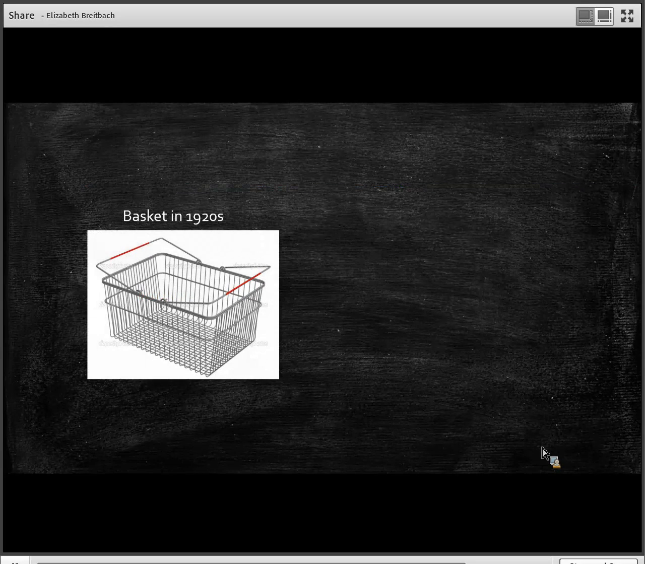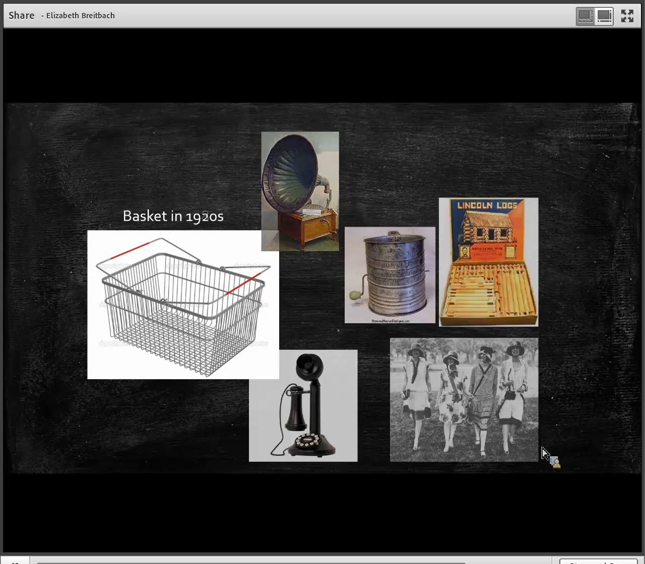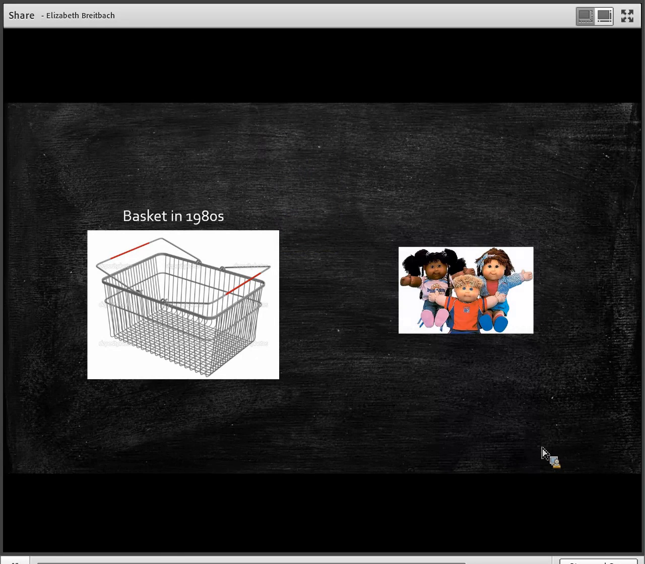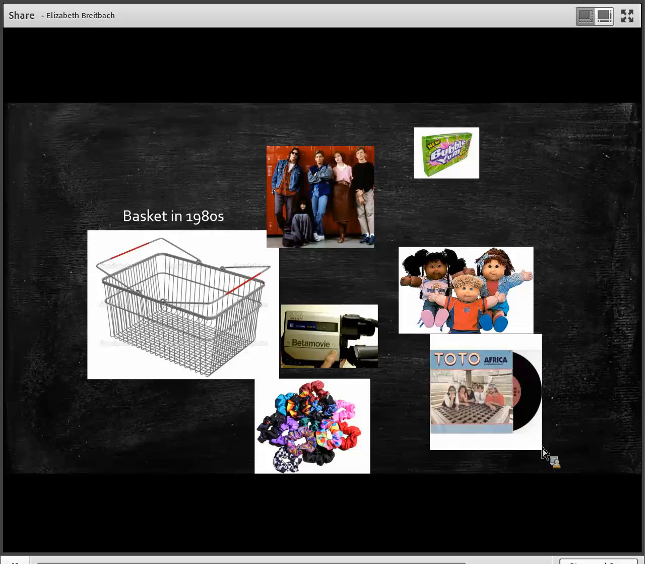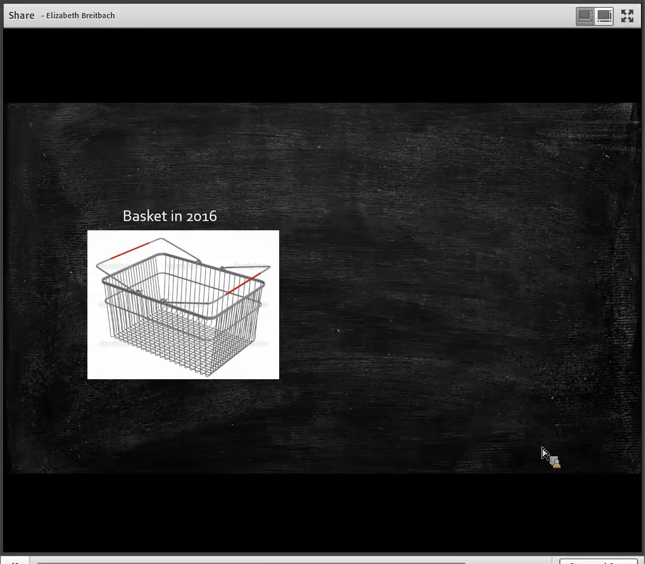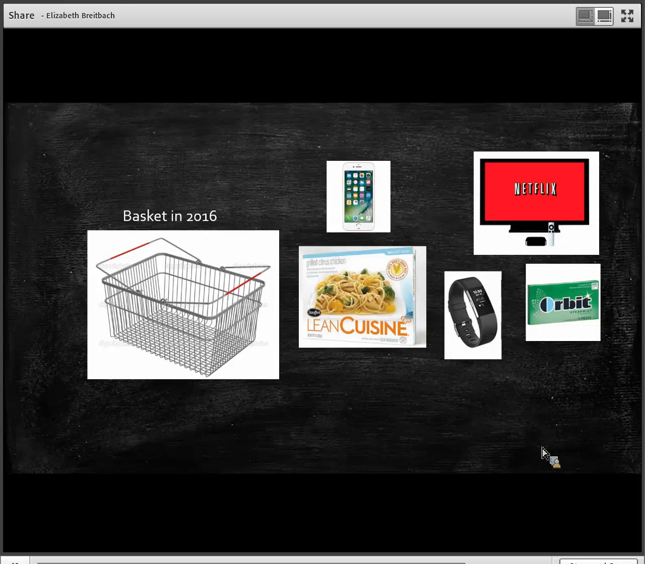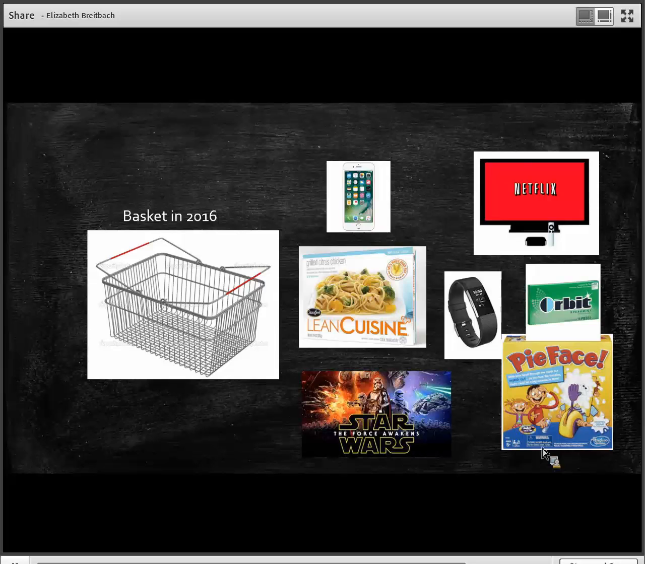All right, so let's kind of think about our baskets over time. So if we're trying to compare, remember we have this fixed basket. We can think about a basket in the 1920s and the goods and services that a household in the 1920s purchases. Okay, and then let's think about the 1980s. And again, we can think about the goods and services that a household in the 1980s is consuming, things like VCRs and video recorders, records. And then what about a basket in 2016? Our basket today looks very different from those baskets over time. But when we're thinking about CPI, our consumer price index, we have that fixed basket.